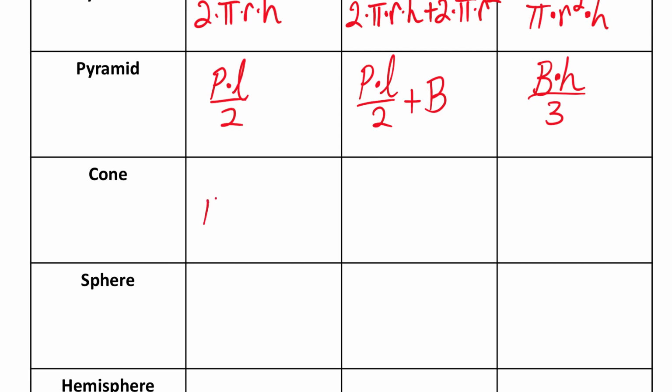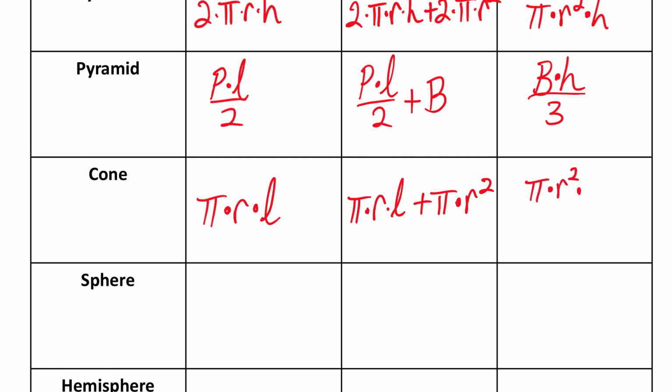All right, lateral of a cone is pi r L. Total is pi r L plus pi r squared. And volume is pi r squared times H divided by 3.